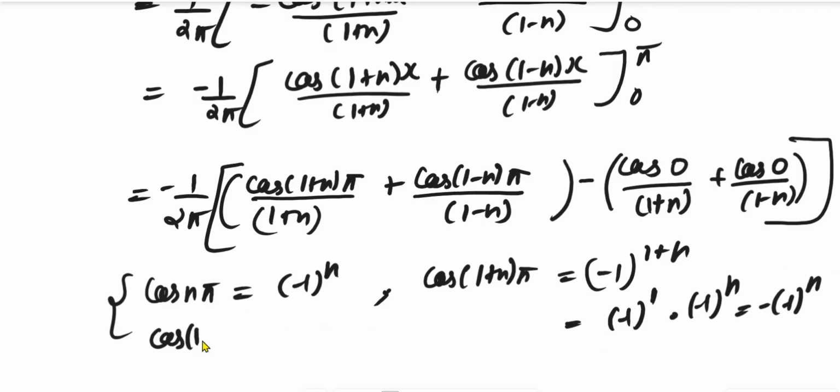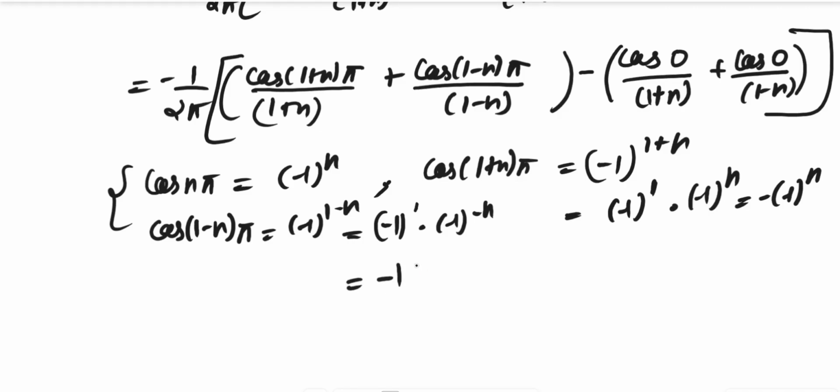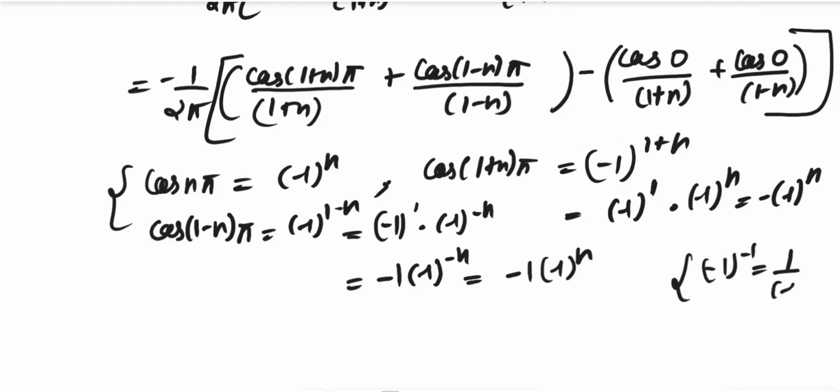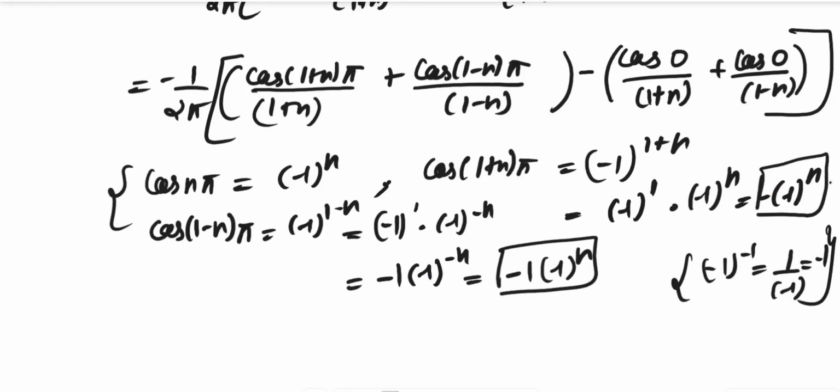Similarly, cos(1 minus n)pi is minus 1 raised to the power 1 minus n, which is equal to minus 1 raised to the power 1 multiplied by minus 1 raised to the power minus n, which we can further write as minus 1 raised to the power n. Since minus 1 raised to the power minus 1 is equal to 1 upon minus 1, which is also equal to minus 1. So finally both answers will be the same, that is minus 1 raised to the power n.